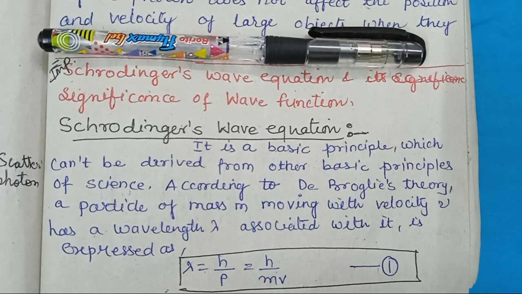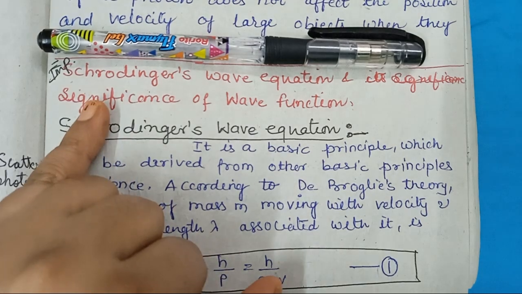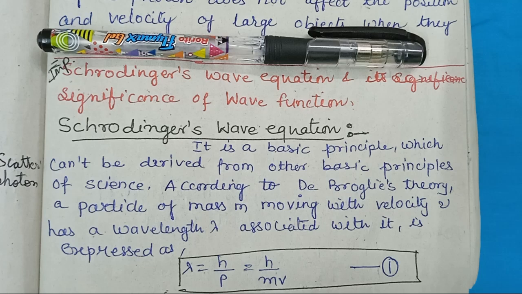Yesterday, in the previous video, I discussed the experimental illustration of the uncertainty principle. Today we discuss the Schrodinger wave equation. This is a very important question.